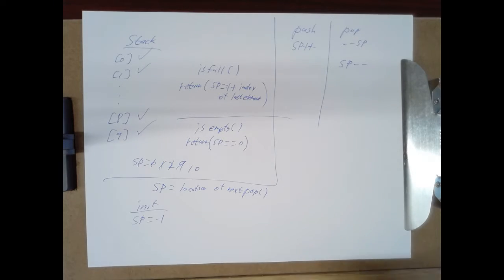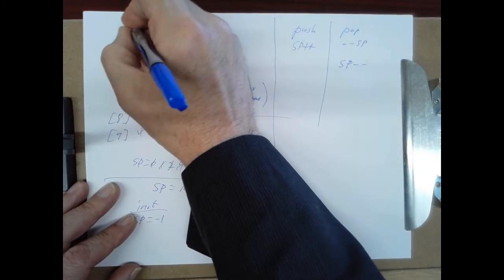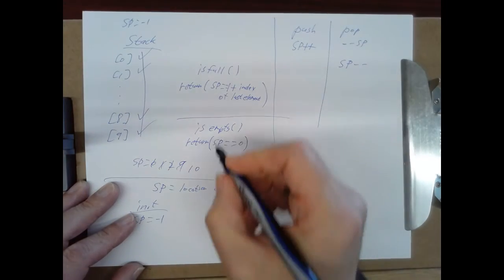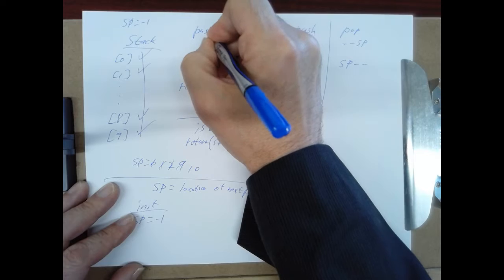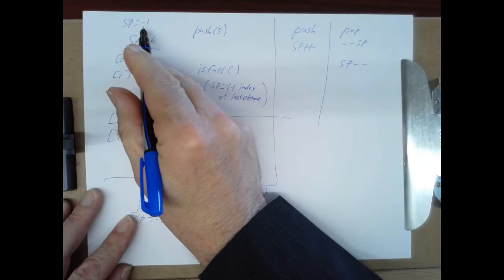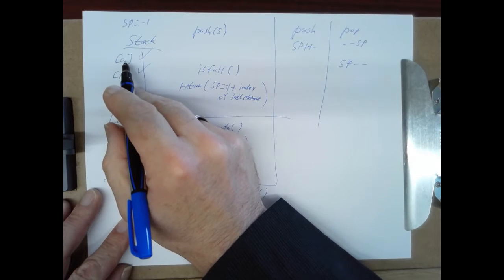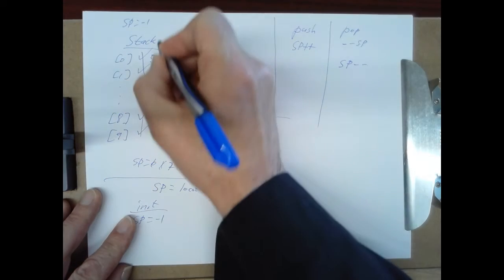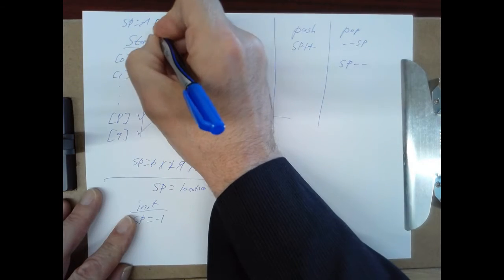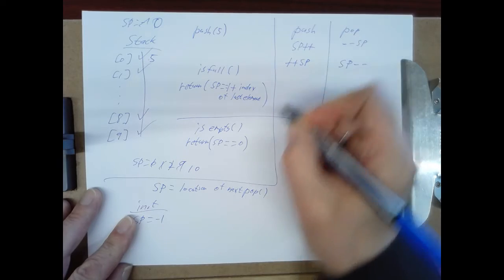But now if we have our stack array, so SP equals -1, and we want to push a 5, we can't just use the stack pointer to tell us where to store that 5. We have to increment it first and then store the 5 at that location. So increment this to a 0 and then store at index 0.